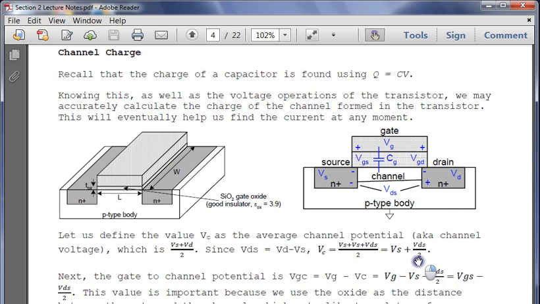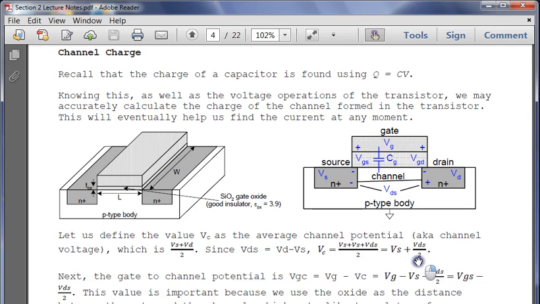So first we have to find the channel voltage. Channel voltage is the difference between here and here. So that's the whole potential throughout the channel. When we find this out, we know that it's just VS plus VD over 2. And we also know that VDS is equal to VD minus VS. So by substitution, we are able to determine that the channel voltage is equal to the voltage of the source plus VDS over 2.